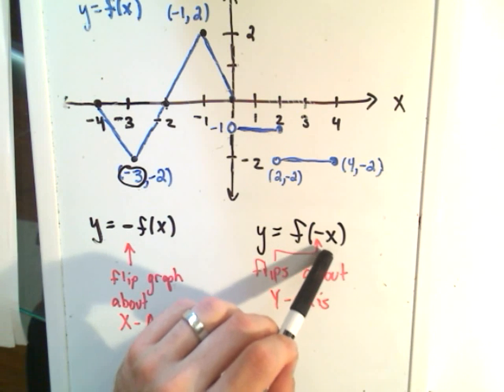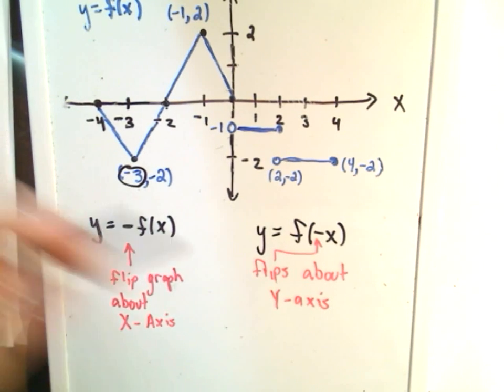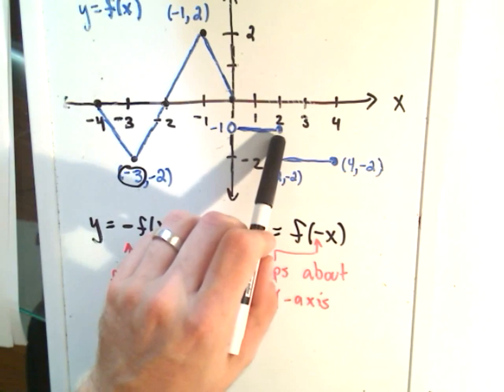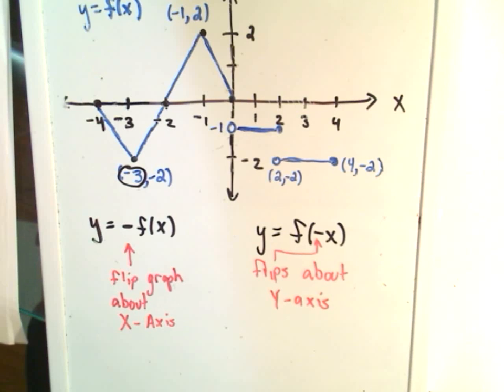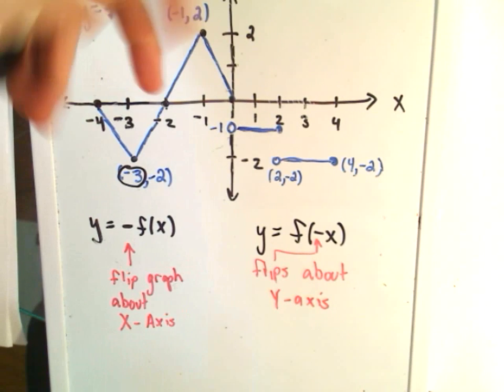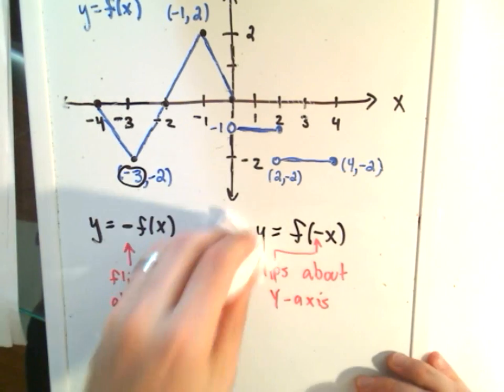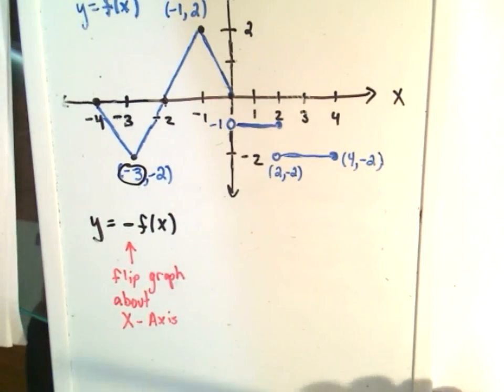Likewise, if it's on the inside, you reflect the graph about the y-axis. Now the idea is, whatever you plugged in for 2 originally, you're going to get that same output at now -2. And that's going to have the effect of reflecting it about the y-axis. So just a quick little graph. Let's graph y equals negative f of x here real quick.